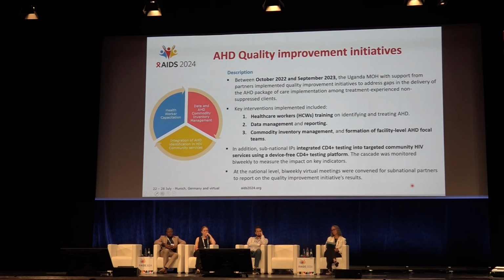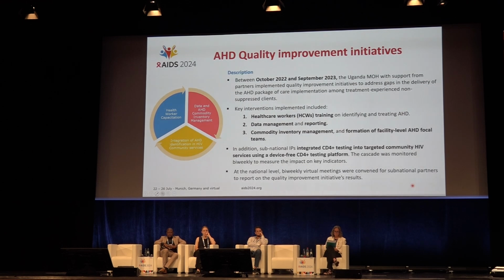So between October 2022 and September 2023, the Uganda Ministry of Health, with the support of the subnational implementing partners and the national HDTWG, did implement a quality improvement initiative. This work wasn't a research study, but rather a national quality improvement initiative. And the aim was to increase access to AHD screening amongst the treatment-experienced virally non-suppressed clients. These were the key interventions.